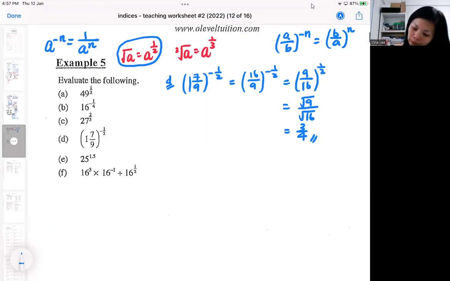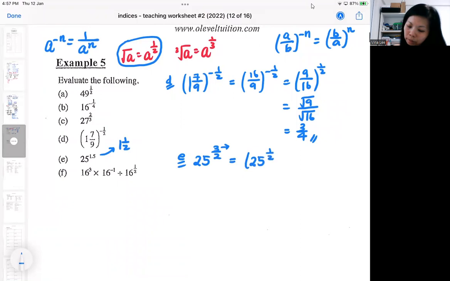Okay, then what about E, where you got a decimal? That is 1.5. You can see it as 3/2. So again, if you see it as 3/2, the numerator is not 1. You pull the numerator out. That will give you a half, which is a representation of a square root. So you get 125.